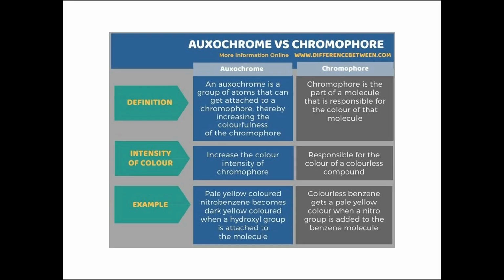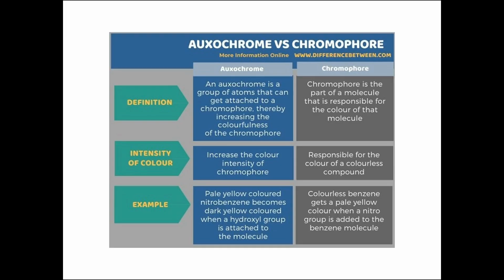For example, a chromophore contains azo groups with N double bond N, or C double bond N, or N triple bond N groups. So these are the groups which are responsible for the color of the compound. And some examples for auxochromes are hydroxy groups, and all the halogen groups starting from chlorine, bromine, iodine, etc.